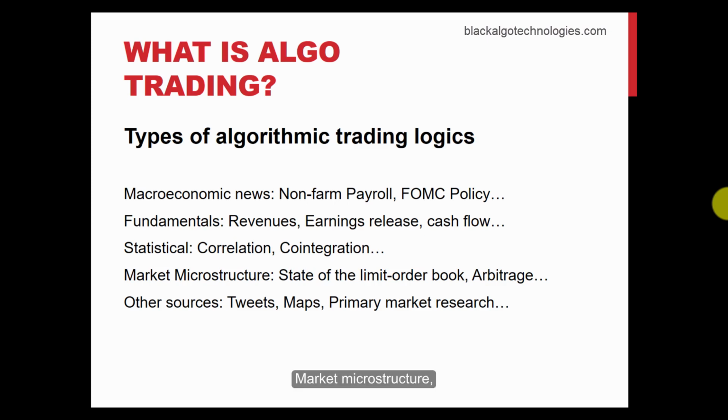Market microstructure. Most of you may not have heard of this. Market microstructure refers to how the trading is actually executed. So we are talking about things like level 2 information, order book information, trying to analyze what the different market participants are doing based on how they queue for their orders.